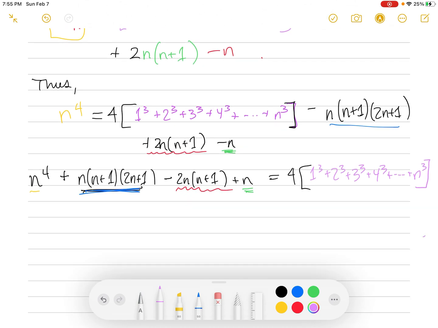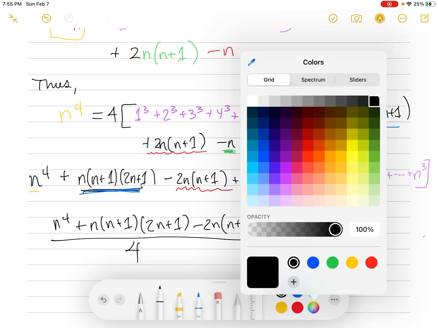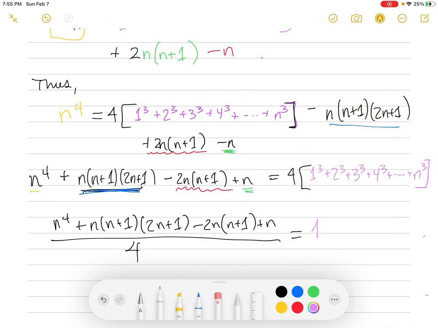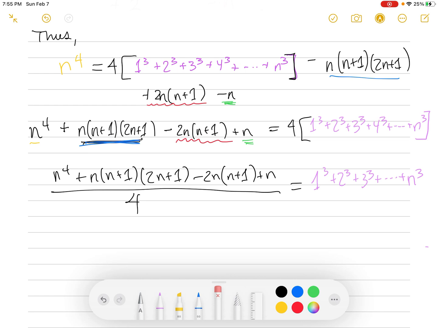Okay, so I'm going to basically divide both sides by 4 here. And I have n to the fourth plus n times n plus 1 times 2n plus 1 minus 2n times n plus 1 plus n. And we're going to divide everything by 4 so we can get the sum of cubes by itself. Finally, we got the sum of cubes by itself. 1 cube plus 2 cube plus 3 cube, so on and so forth, plus n cube. Okay, now what I need to do, I need to simplify my left-hand side a little bit.